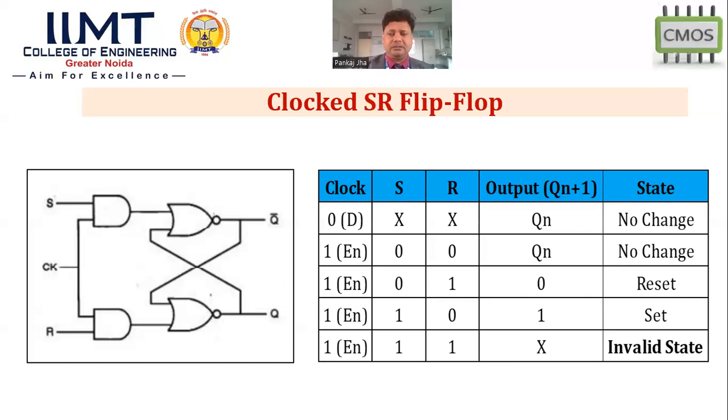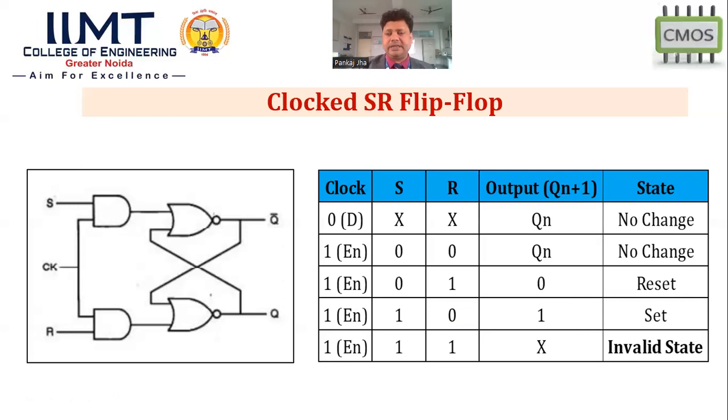So when S and R are both 0, 0, we will get the previous output. When S is 0, R is 1, the flip-flop will be in reset condition. When S is 1 and R is 0, the flip-flop will be in set condition. And again, 1, 1 will be the invalid state because if S is 1 and clock is 1, this AND gate will produce high output, and if any one of the inputs is high across a NOR gate, it will produce 0 output. So for this condition, I have mentioned invalid state.